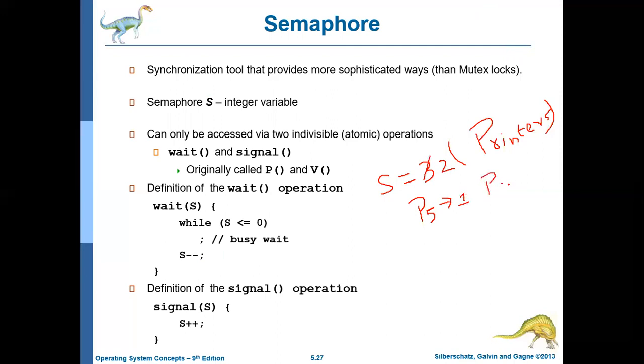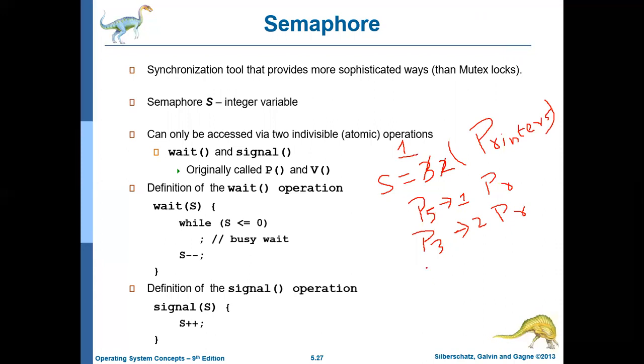Now another process, say P3, comes and it also wants to access the printer. So it calls wait and checks whether S is less than or equal to 0. No, S is 2. So it takes the second printer, and it decrements S by 1. So S becomes 1. The second printer was given to P3.